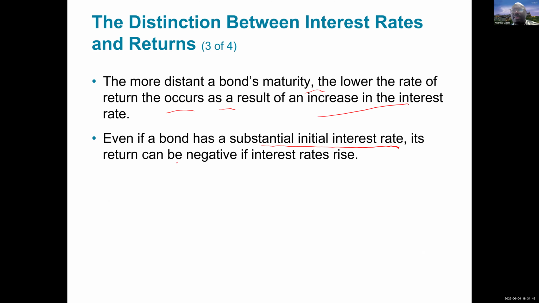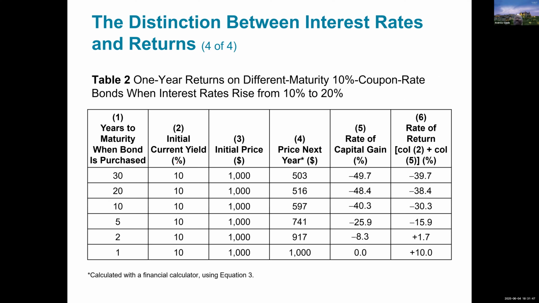So let's look at this table here, which clarifies everything. This table is saying exactly what I talked about: the one year return on different maturity 10% coupon rate bonds when interest rate rises from 10% to 20%. So let's say there were 5 investors. One of them bought a 30-year bond, one bought a 20-year bond, one bought a 10-year bond, one bought a 5, one bought a 2, one bought a 1-year bond.